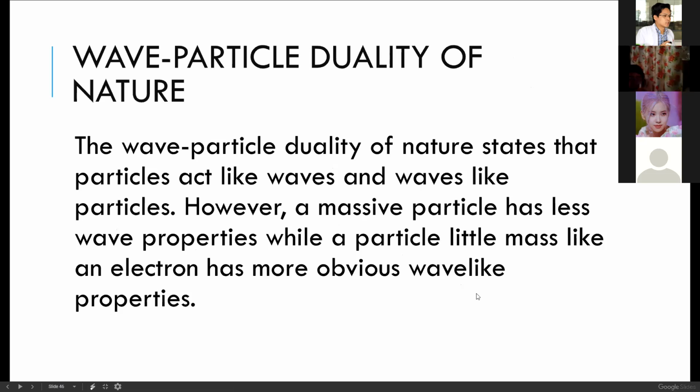Wave-particle duality of nature. The wave-particle duality of nature states that particles act like waves and waves act like particles. However, a massive particle has fewer wave properties, while a particle with little mass like an electron has more obvious wave-like properties. Remember that your electron also moves just like a wave. It is wave-like. You can actually observe this in experiments.